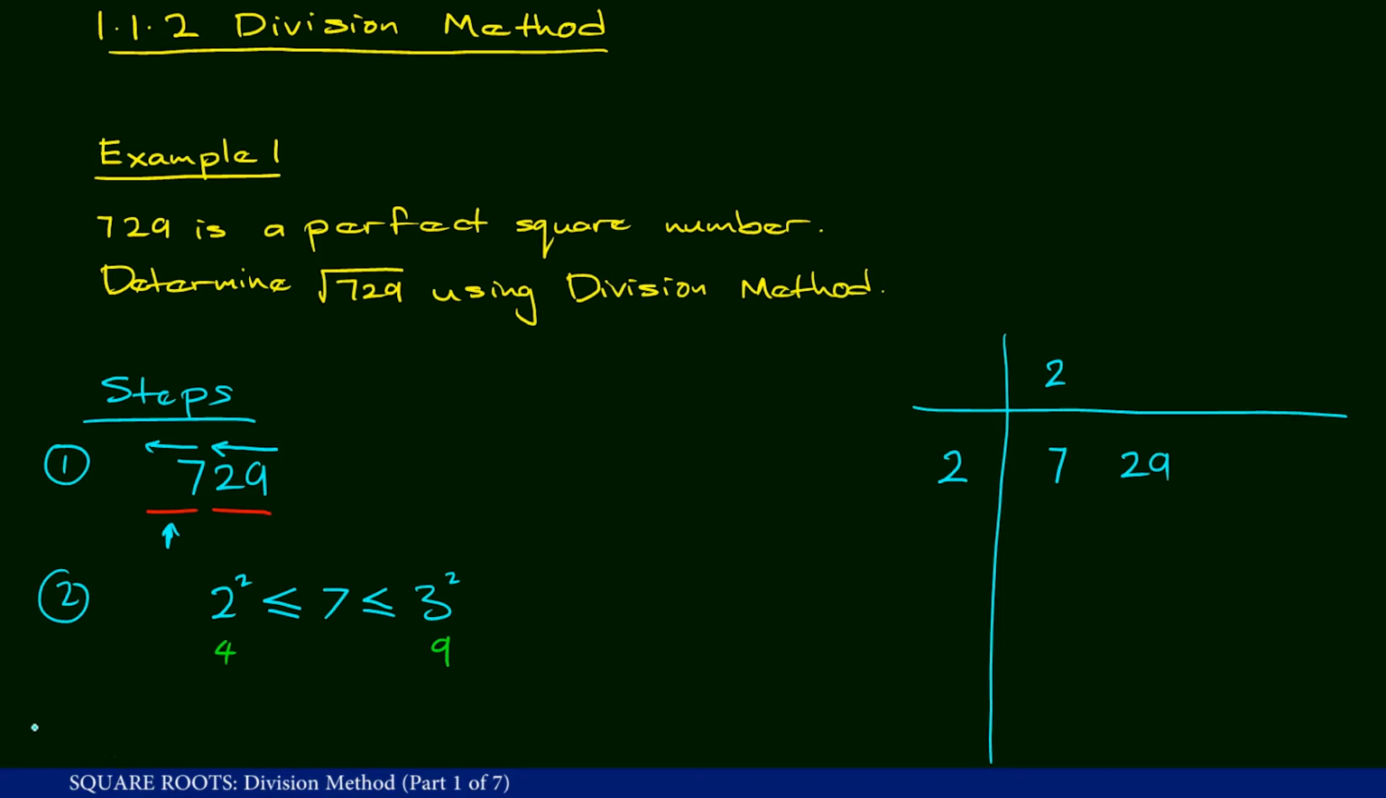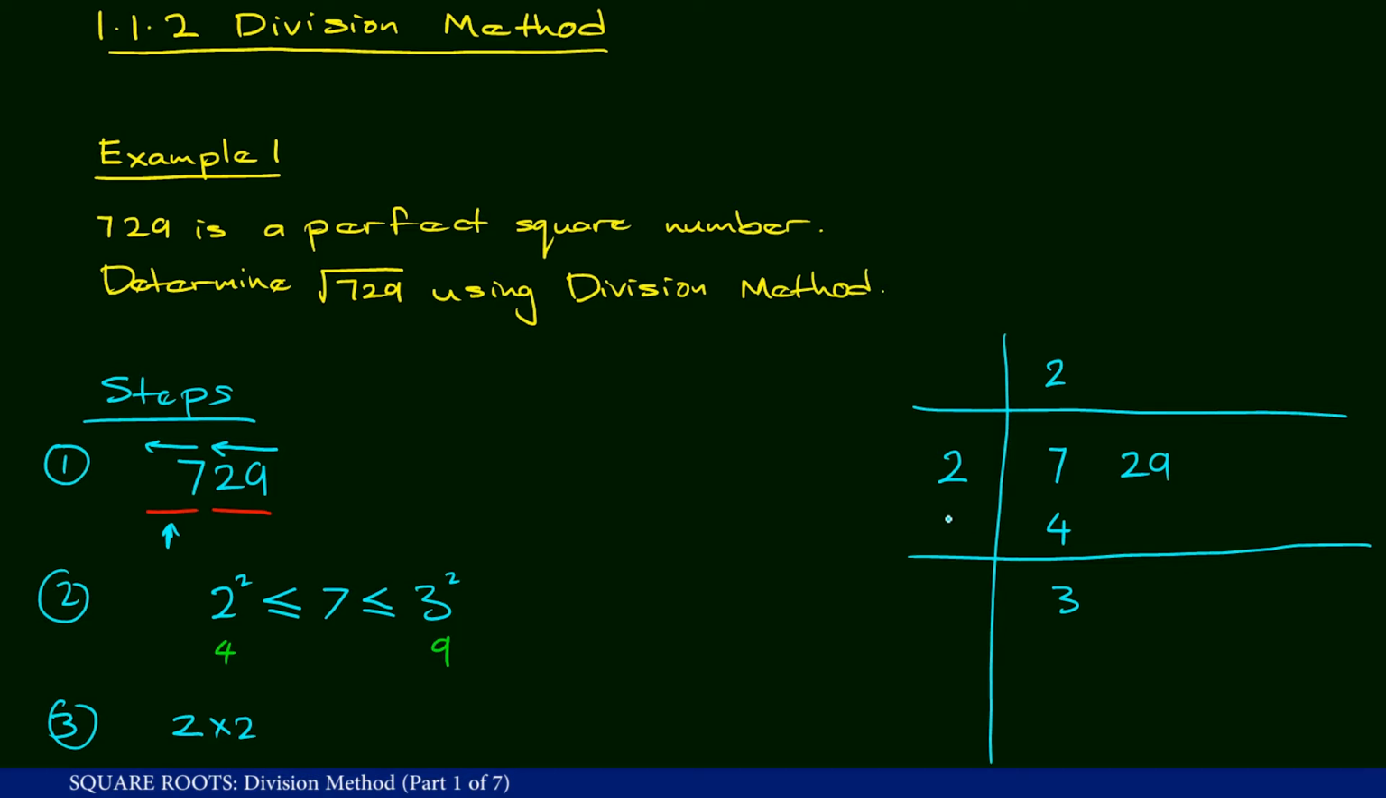Step 3 is to multiply the divisor and quotient, these two numbers, which happen to be the same number here. So 2 multiplied by 2 is equal to 4. Then we put the result below 7 and subtract 4 from 7. Then we get 3 here.